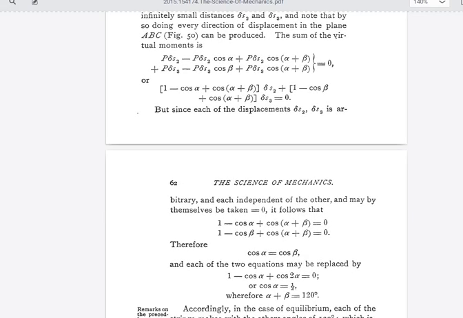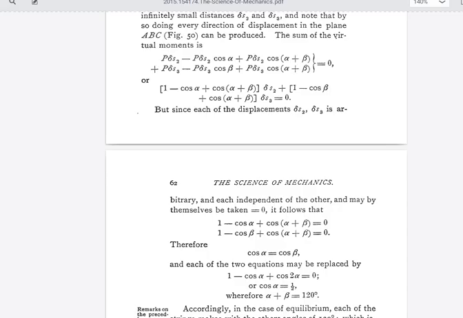But since each of the displacements delta S2, delta S3 is arbitrary, and each independent of the other and may by themselves be taken equal to 0, it follows that 1 minus cos alpha plus cos of alpha plus beta equals 0, and 1 minus cos beta plus cos of alpha plus beta equals 0.